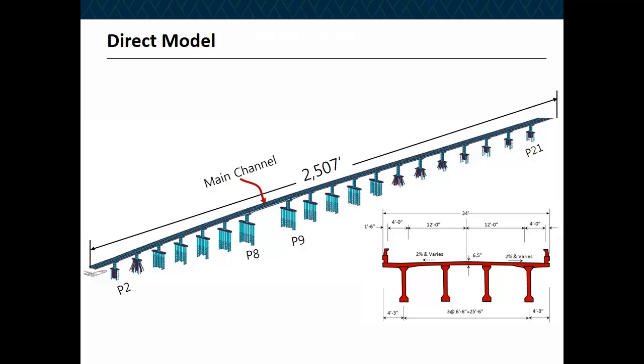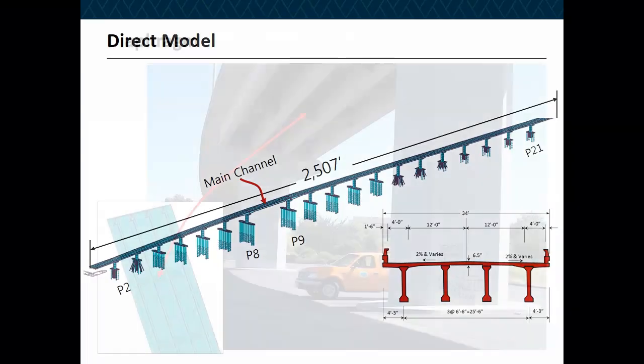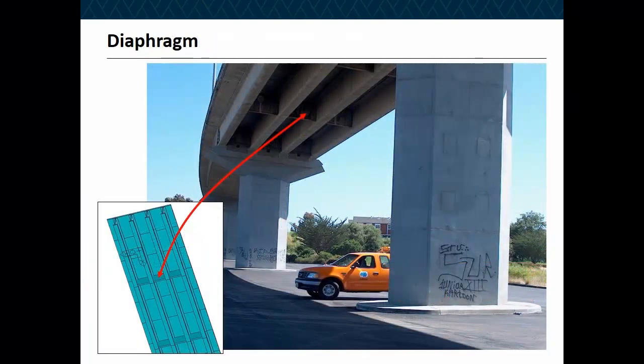This is a schematic cross-section of the bridge, which is 34 feet wide. It's about 4 prestressed beams, and it's about 2,500 feet in length. The detailed model, this is a snapshot of the Midas model also. You can see the beams here with the diaphragm in between. These are also included in the Midas model. This diaphragm also, this is a snapshot of the Midas model.